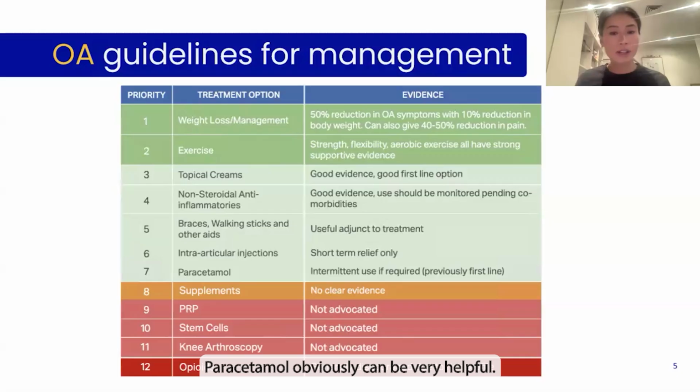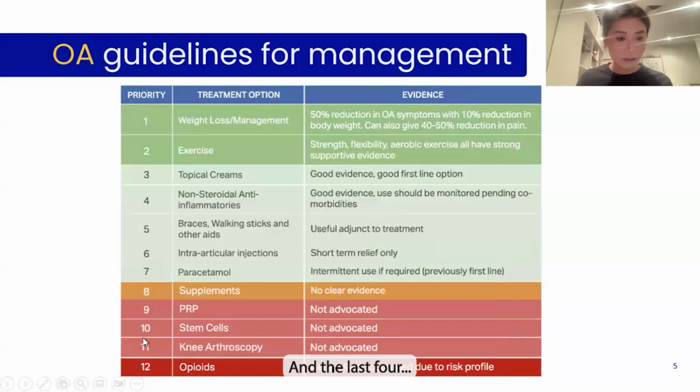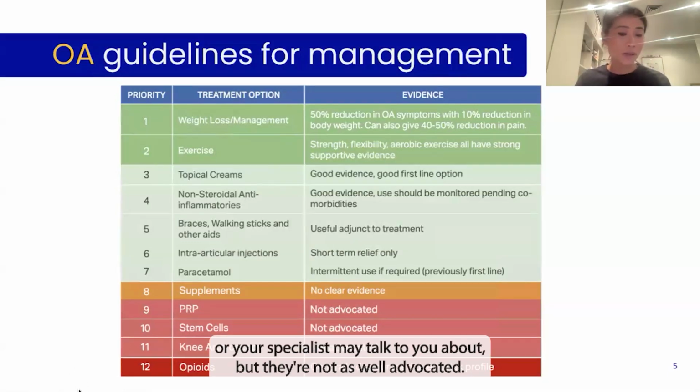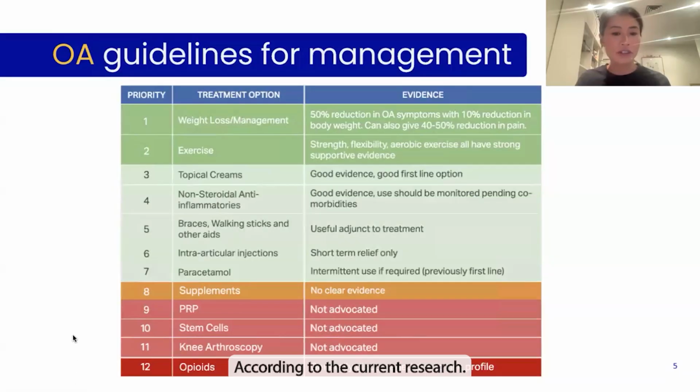Paracetamol obviously can be very helpful. And the last five things in the table, they're often things that your doctor or your specialist may talk to you about, but they're not as well advocated according to the current research.